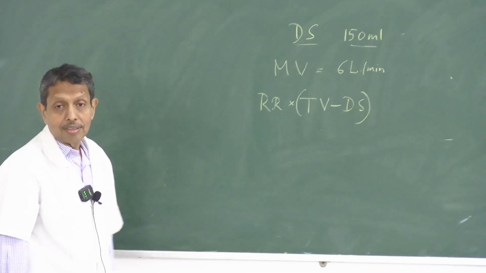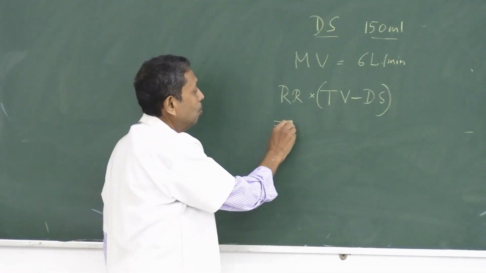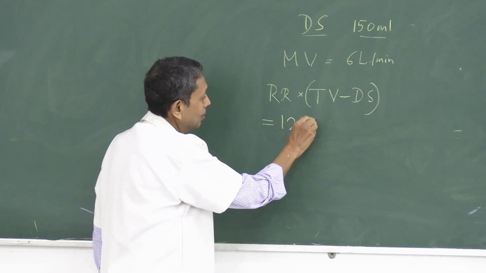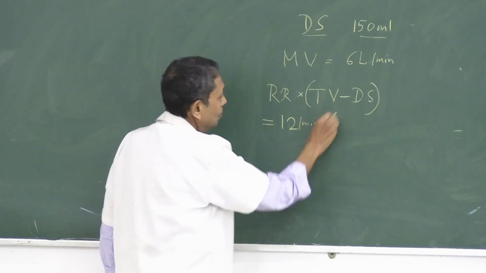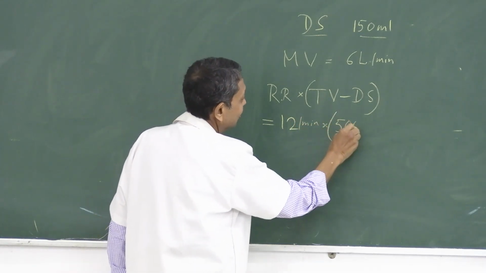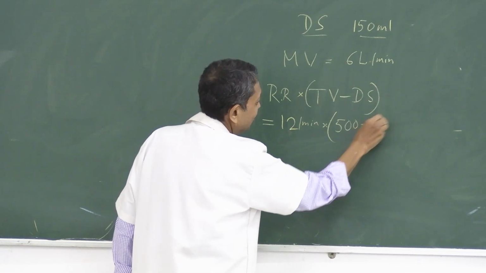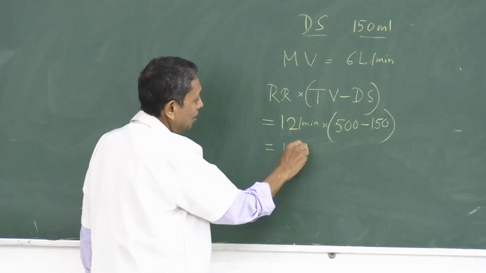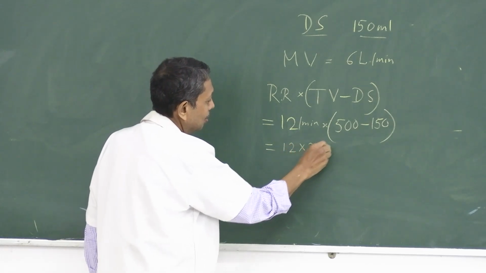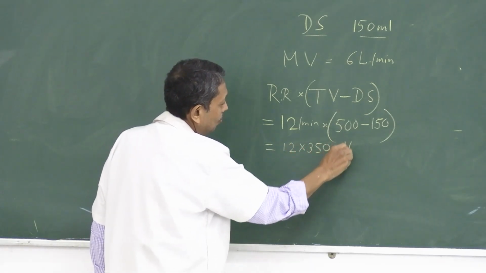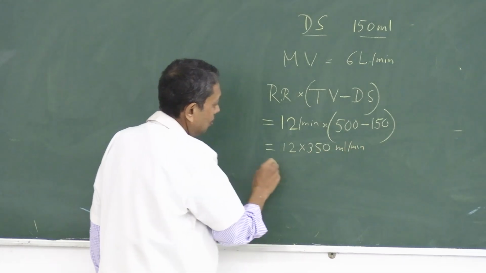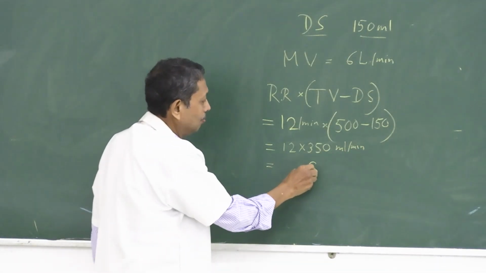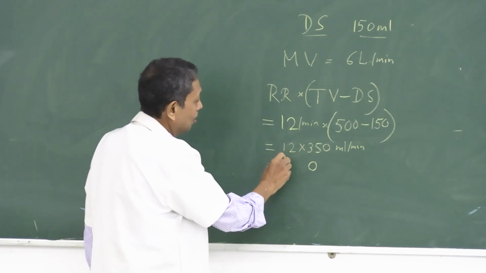Dead space. Respiratory rate, suppose you take 12 per minute, into 500 minus 150, then 12 into 350. এটা কত হয়? 420 হবে না?